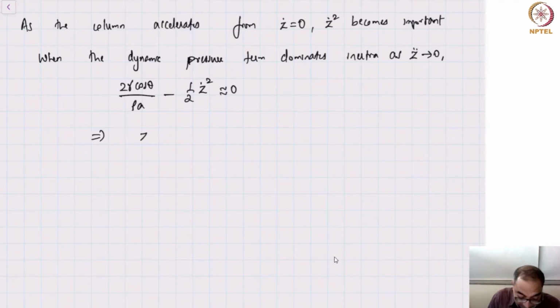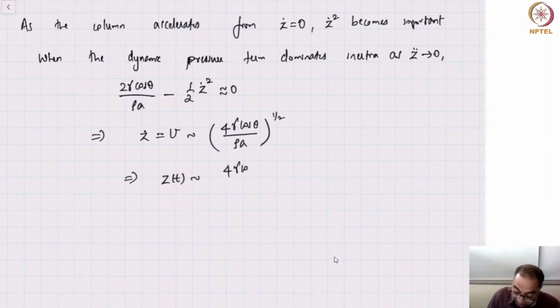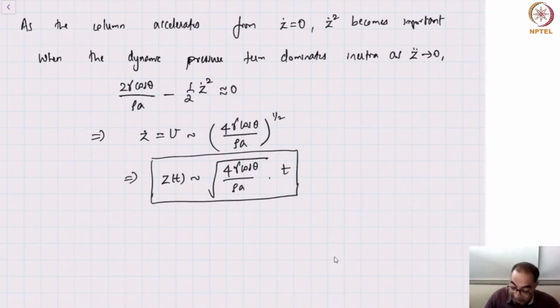I have z dot square, z dot, which I can call as a velocity u, goes like 4 gamma cos theta by rho a whole power half, and therefore I can say z of t goes like 4 gamma cos theta by rho a whole power half times time. Okay, this is my second result. We'll call this equation number 2.